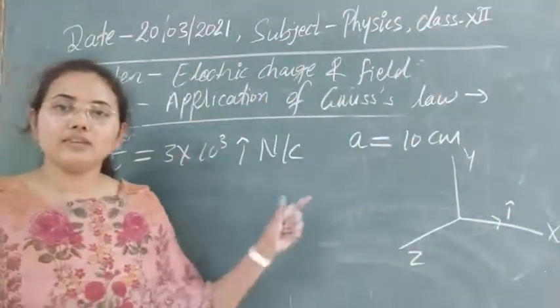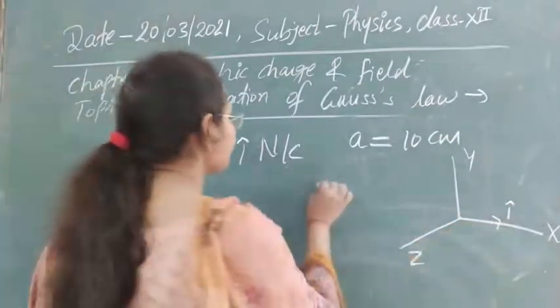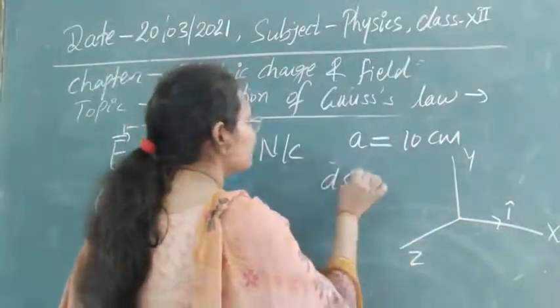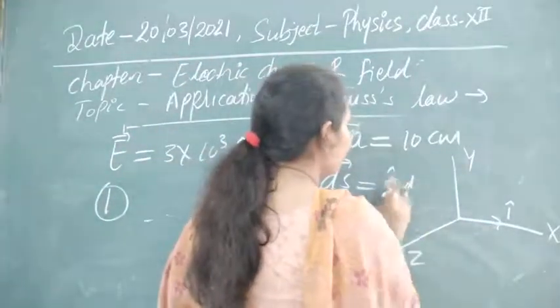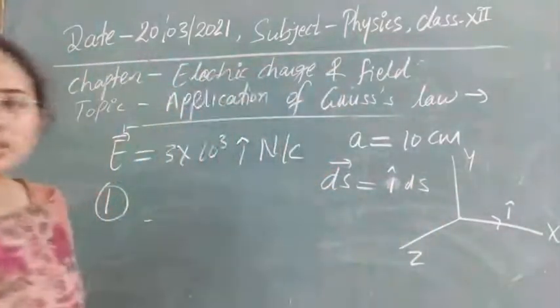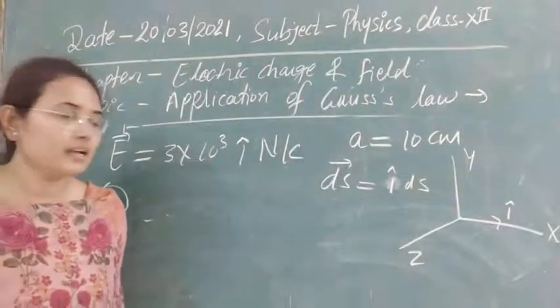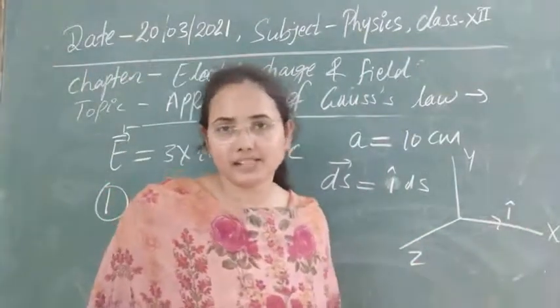So the direction of the area vector is also in this direction. So the vector ds can be written as n cap ds, or in the place of n cap you can write i cap ds. So this is now the area vector for this case, as the normal is already given, that is i cap, in the direction of the x-axis.